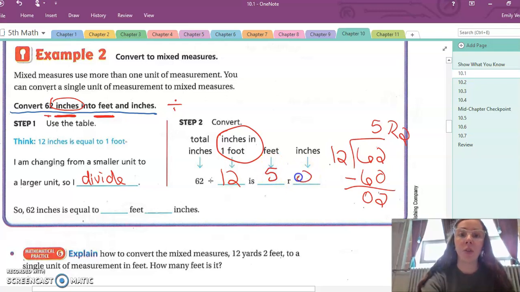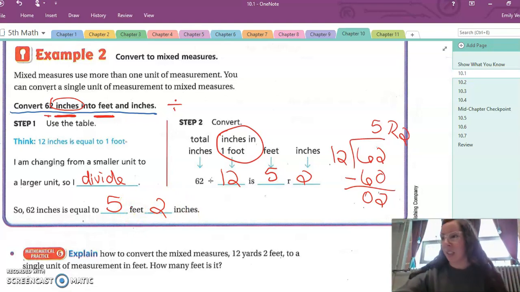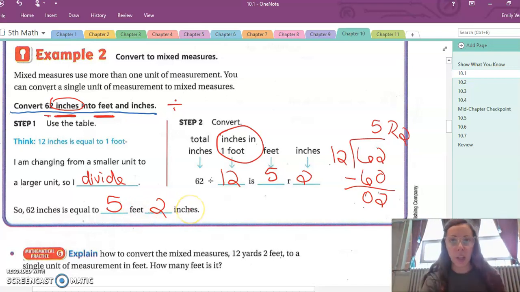5, remainder 2. And they tell us which unit to put with each number. 62 inches is equal to 5 feet and 2 inches. And some of your problems today will have you do this, where it's not going to come out a perfect number every time, where you'll have to have some split numbers there. What did they call that? A mixed measure, where you have some of one unit and some of another unit.